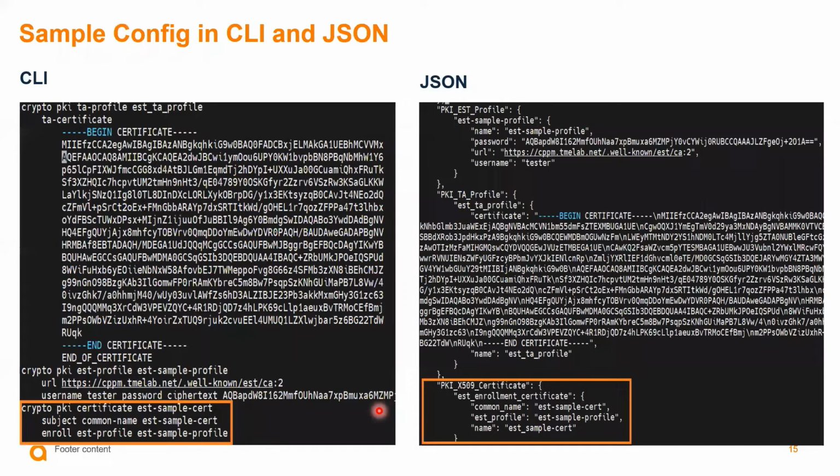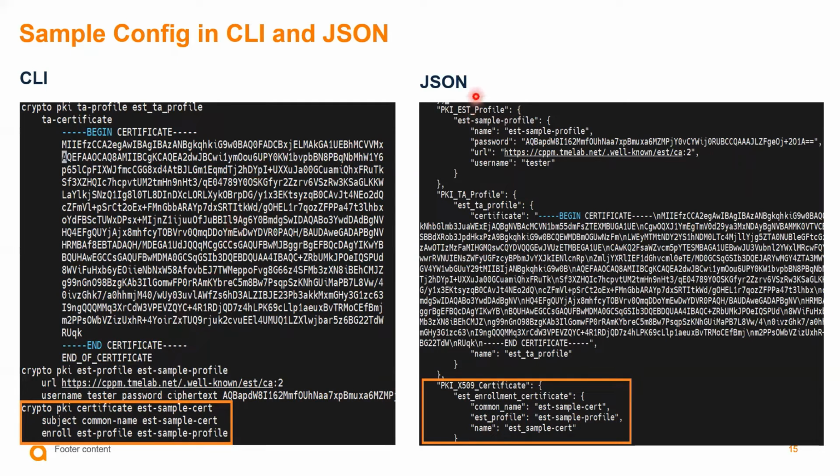So let's see the sample configuration. First comes the CLI format. Here we have configured a certificate: crypto pki certificate and then the certificate friendly name. And we have mentioned the subject with common name. And then when we are mentioning the enrollment, we need to make sure we provide the correct EST profile name. So enroll via EST profile and the EST profile name. This is the EST profile that was created already that contains a URL and then username and password. And this is a certificate of the EST server TA profile.